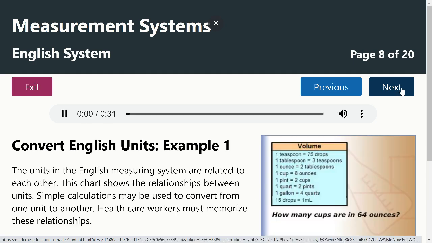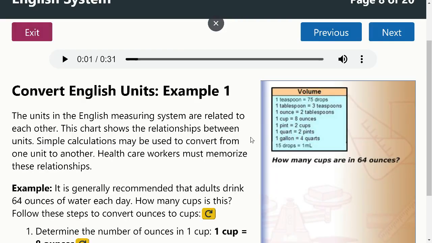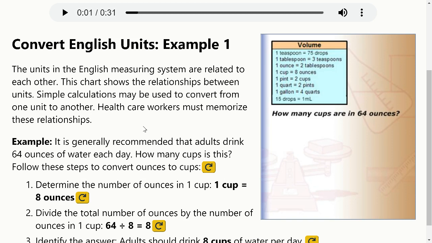Convert English units. All right. So I had y'all write this down to help y'all with conversions. So the units in the English measuring system are related to each other. This chart shows the relationship between units. Simple calculations may be used to convert from one unit to another. Healthcare workers must memorize these relationships.